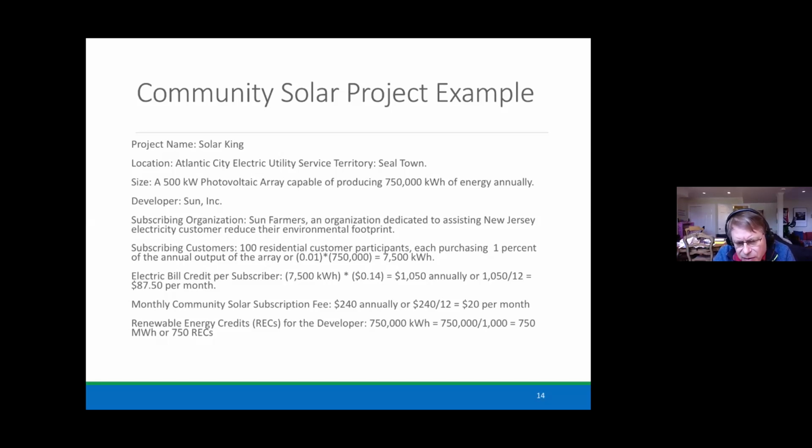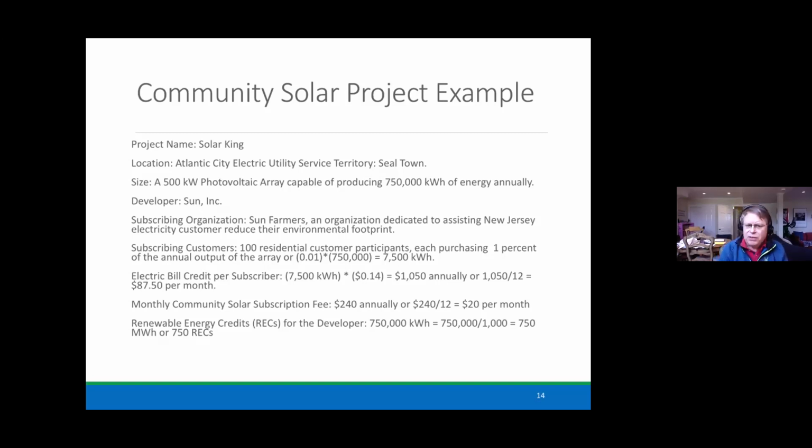And then the electric bill credit that goes back. So if you subscribe to 7,500 kilowatt hours, your bill credit would be about 14 cents per kilowatt hour, which is a bill credit of $1,050 annually, or about $87.50 per month.